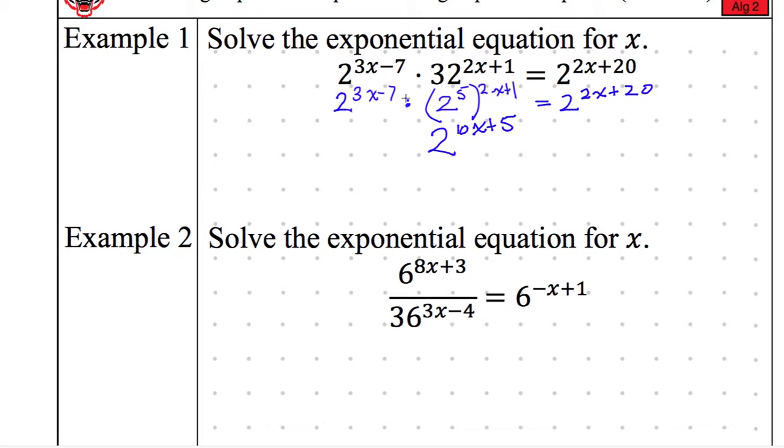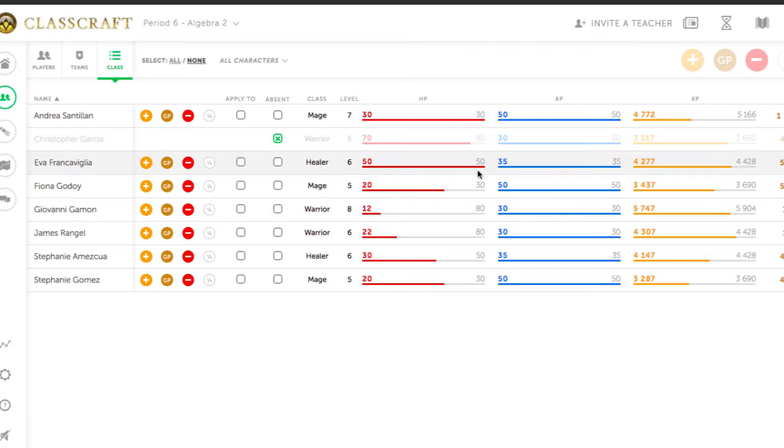So when I have multiplication, now I'm going to add. 13x. And it used to be 5 over here. Minus 2. Minus 2, yep. Is equal to 2 to the power of 2x plus 20. James has it for us. Write it down: 2 to the power of 13x minus 2 on that left-hand side.